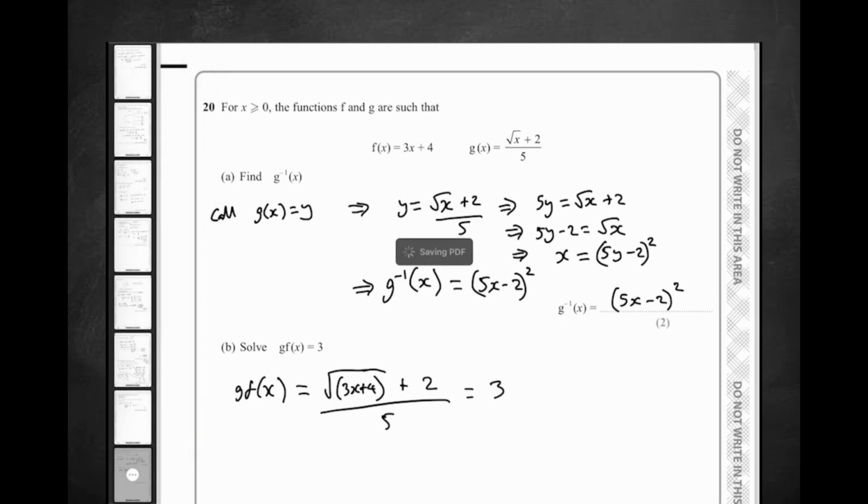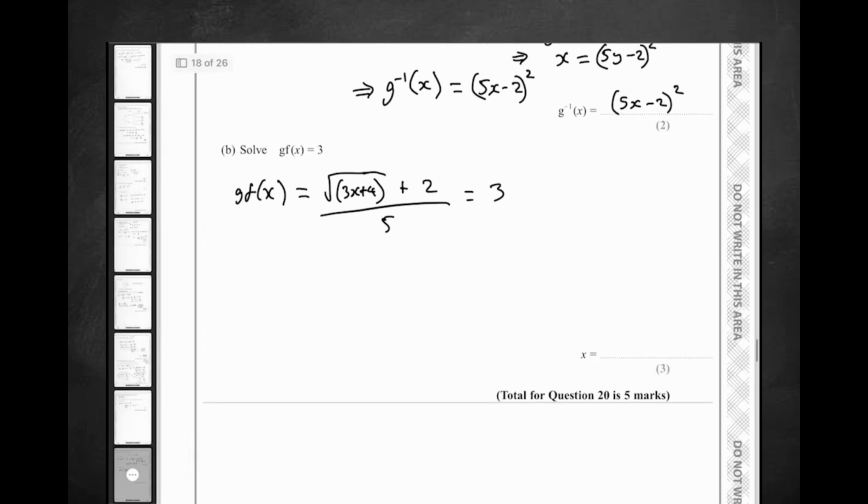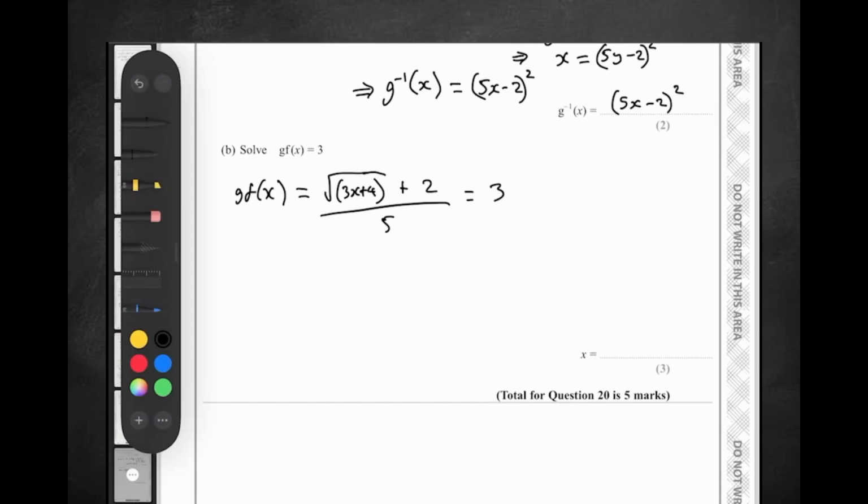It's the first step, so let's just move this down. Times both sides by 5. So square root of 3x plus 4 plus 2 equals 15. We'll take 2 off of both sides. Square root of 3x plus 4 equals 13. And now we'll square both sides. So 3x plus 4 equals 13 squared, which is 169.